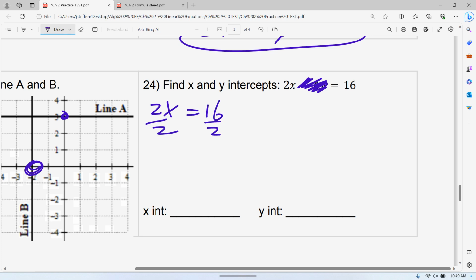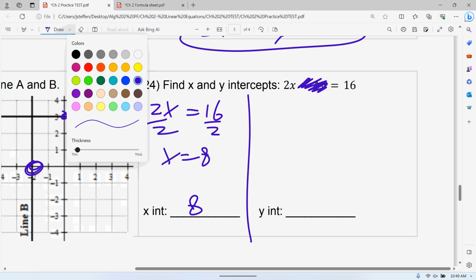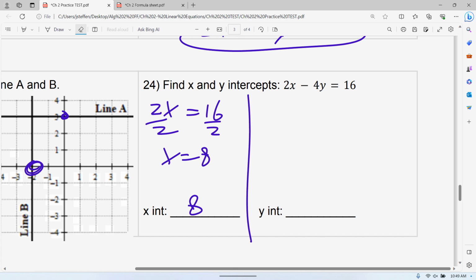Do the same thing. Don't cover up that negative. 16 divided by negative 4. I get y is equal to negative 4. 16 divided by negative 4. So that is your y-intercept.